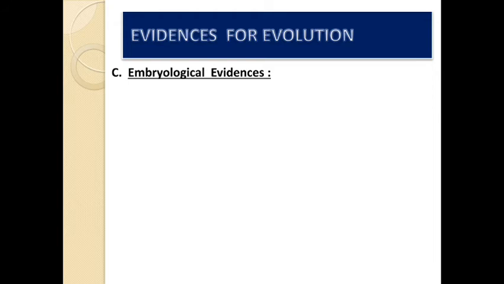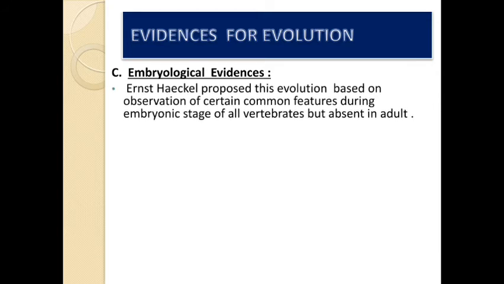Now let us see what the embryological evidence conveys to us. My dear students, Ernest Haeckel proposed this evolution based on observation of certain common features during the embryonic stage of all vertebrates, but absent in the adult. So Ernest Haeckel proposed this on the basis of observation of certain common features during the embryonic stage. During the embryonic stage of all vertebrates, he found certain common features.